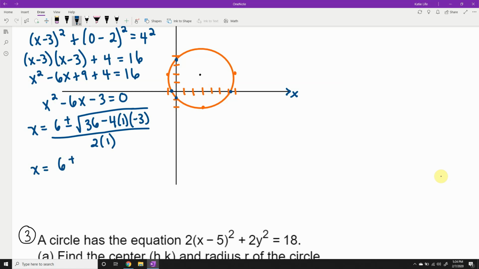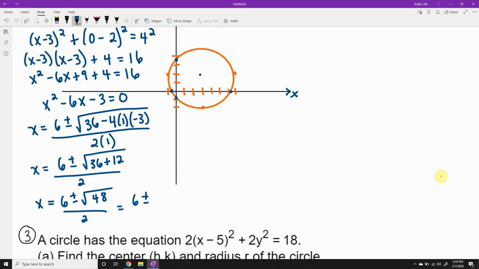So a little simplification, x is 6 plus or minus the square root of 36 plus 12, negative 4 times negative 3, all over 2. So we've got x is 6 plus or minus the square root of 48, all over 2. Well, 48 is the same thing as 2 to the 4th times 3. So this will simplify as 6 plus or minus 4 square roots of 3 all over 2. And this 2 can cancel out a factor of 2 in both 6 and 4. So the whole thing is going to reduce to 3 plus or minus 2 square roots of 3.